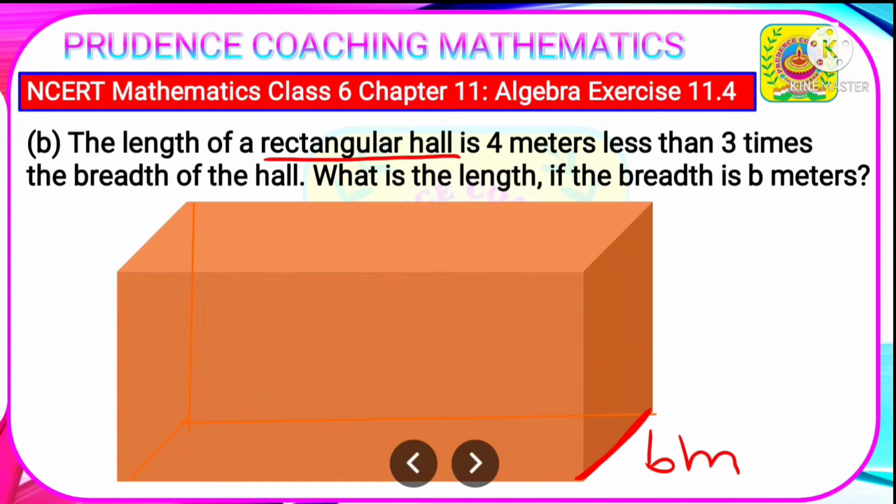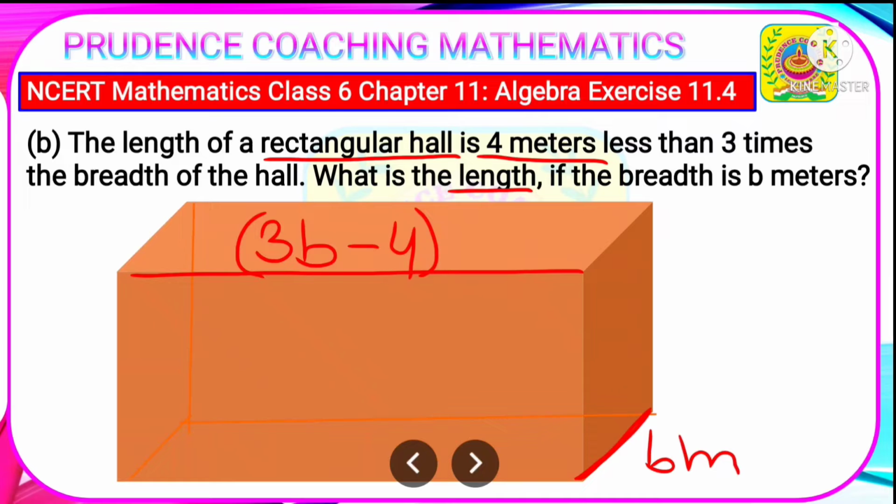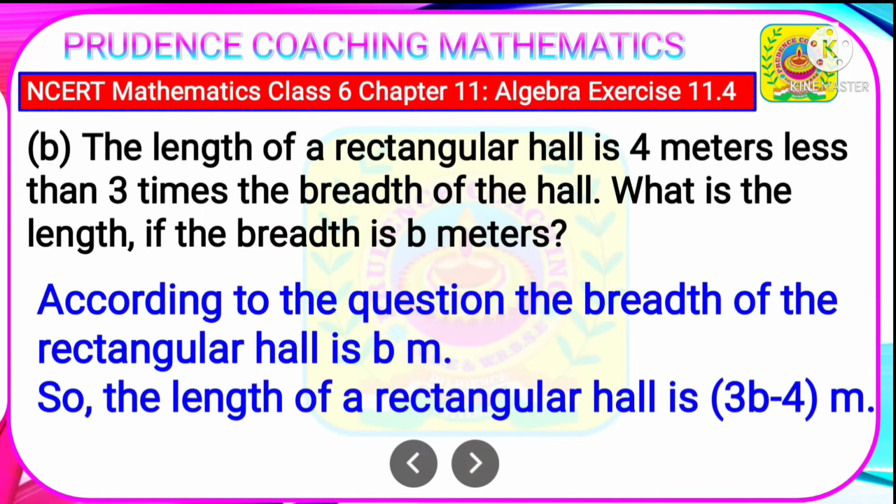Now according to the question, you are asked to find out the length, and it is given that the length of the rectangular hall is 4 meters less than 3 times the breadth. That means 3 times breadth means 3 into breadth. So you write 3b, and from that we need to subtract 4 because it is said 4 meters less. So the length will be 3b minus 4 meter if the breadth is given to be b meter. So how are we going to represent this answer?